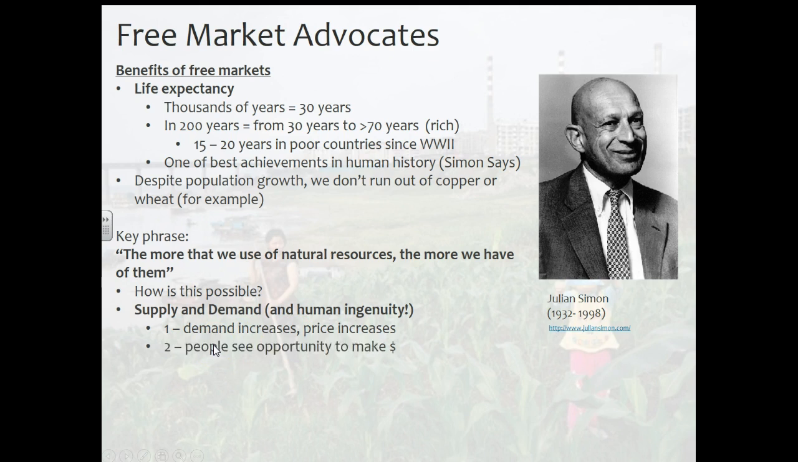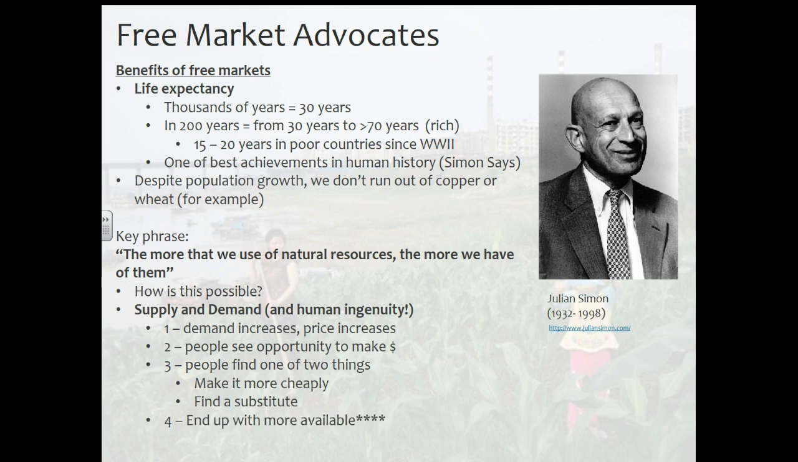So what happens when the price increases is that people see an opportunity to make money. And so when they want to make money, they do one of two things. Either they figure out how to make that thing more cheaply, or they find a substitute. Okay? And so this is human ingenuity. This is the market, an unfettered free market system. As something becomes scarce, the price goes up. When people want to make money, they either find a way to get it more cheaply or to find a substitute. And at the end of the process, we end up with quote unquote more of it.